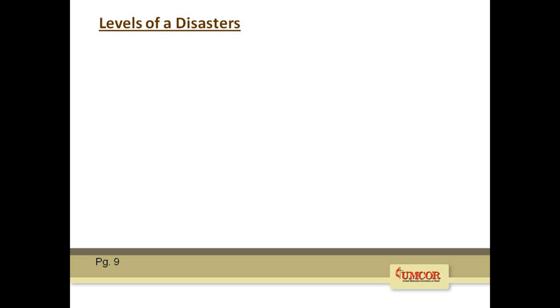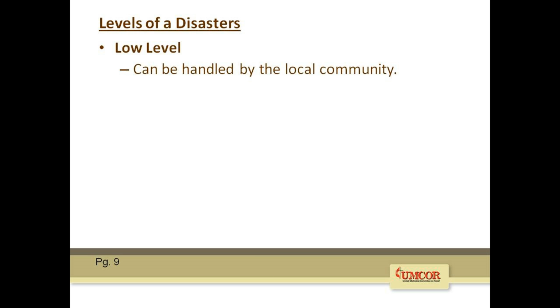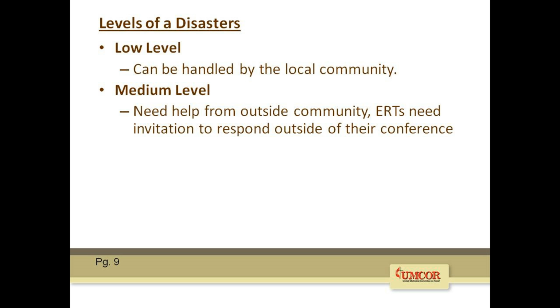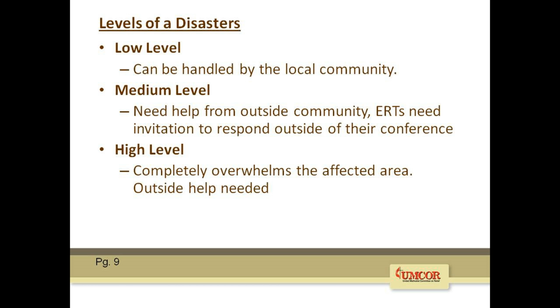We classify disasters into 4 categories: low, medium, high, and catastrophic. Low might be a house fire or a small twister that hits a neighborhood. Medium, floods or larger tornadoes that affect a community. High, Hurricane Katrina, Hurricane Harvey, or the statewide flooding seen in Louisiana.